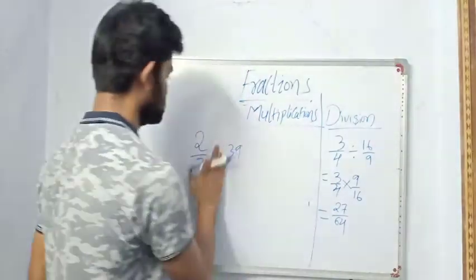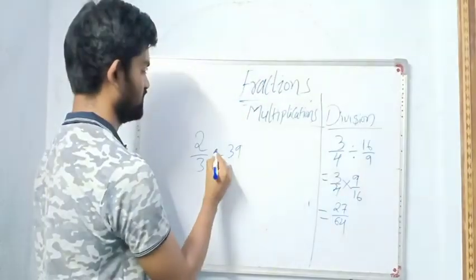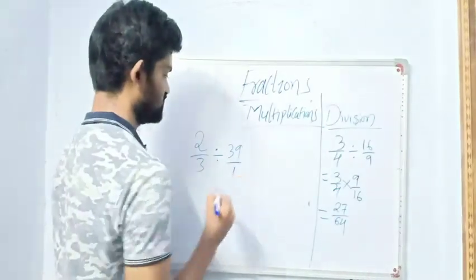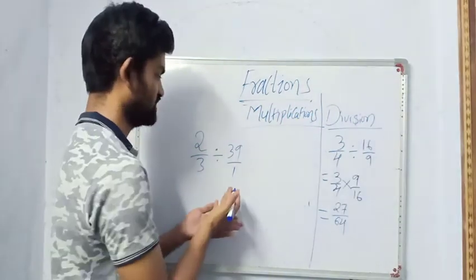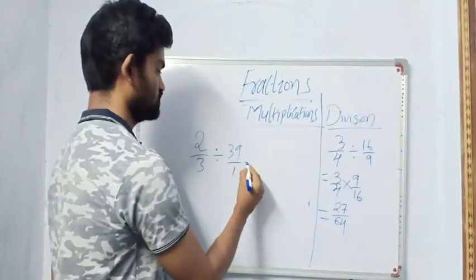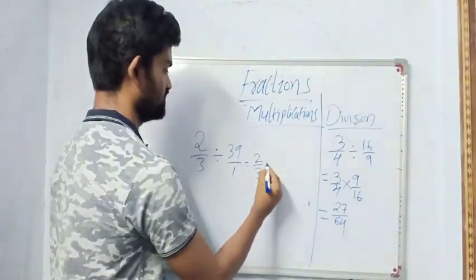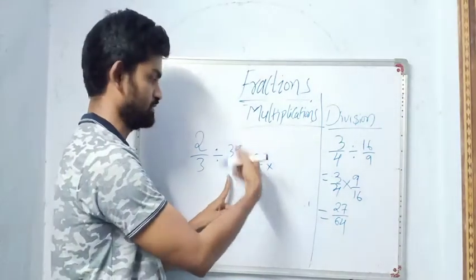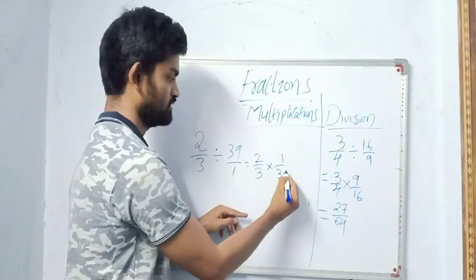Let us take this question. Instead of multiplication here, I am writing division. Now it means 39 by 1. If nothing is there in the denominator, it is 1. So you can write this as 2 by 3 into, I change the division into multiplication, so this becomes 1 by 39.